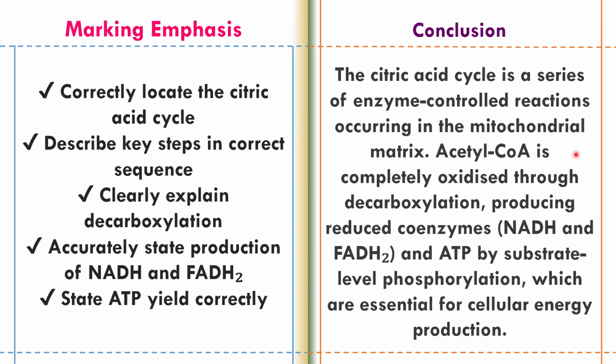Conclusion. The citric acid cycle is a series of enzyme-controlled reactions occurring in the mitochondrial matrix. Acetyl-CoA is completely oxidized through decarboxylation, producing reduced coenzymes NADH and FADH₂, and ATP by substrate-level phosphorylation, which are essential for cellular energy production.